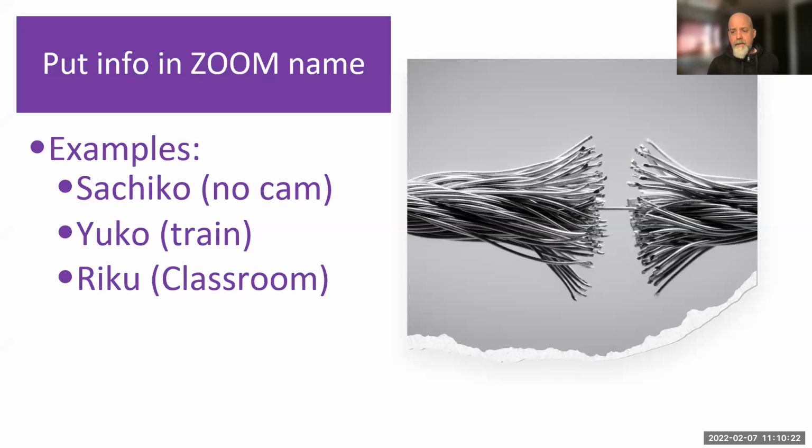In Zoom, you can change your name, or you can allow the students to change their names at any time, and this can be very helpful, of course. They can change it to say they can't use their camera, or their Wi-Fi is weak, or we can see that Yuko is on the train and can't speak, but can listen, and hopefully is paying attention well. We can see that Riku's in the classroom, but also in the Zoom. Many, many hyflex classes have students in the Zoom, but also in the classroom.